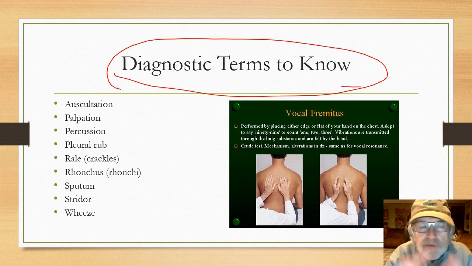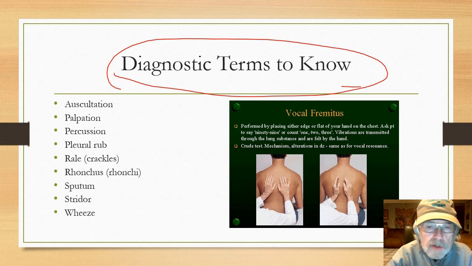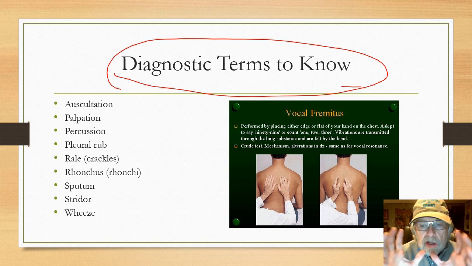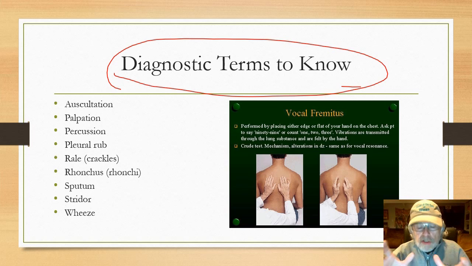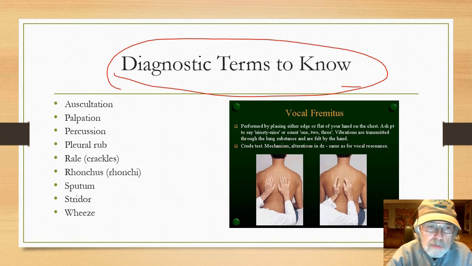And if they have certain pathological conditions like pneumonias or something like that, where there's pus or fluid in the lungs, it changes the feeling of the vibrations that you're actually able to feel. Also, palpation would be to feel the chest for rib fractures or areas of tenderness or anything like that. So anytime you actually feel something and use your hands to make an evaluation, that's called palpation.